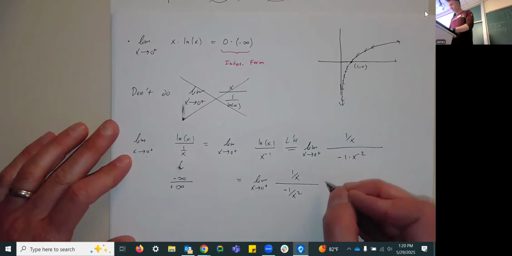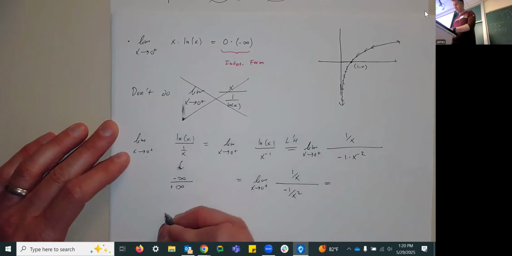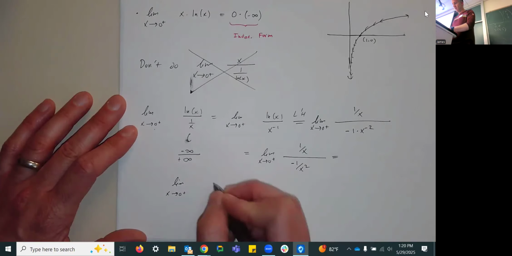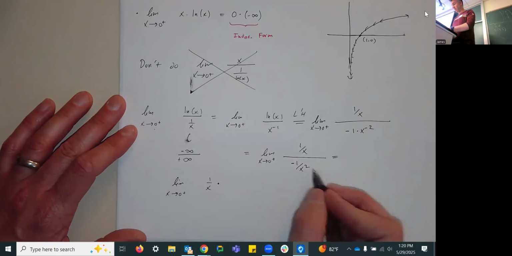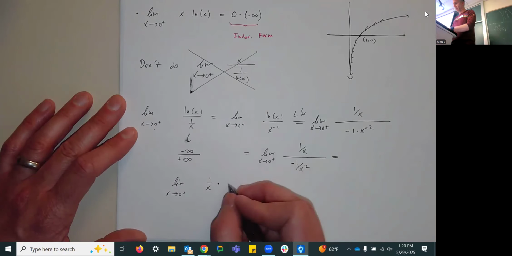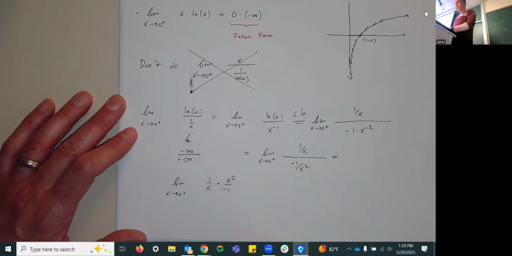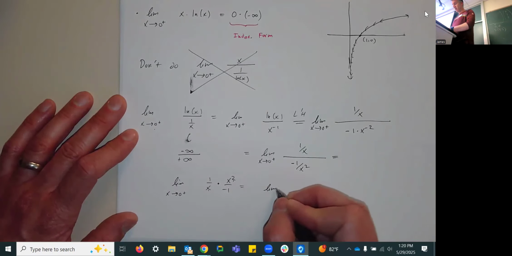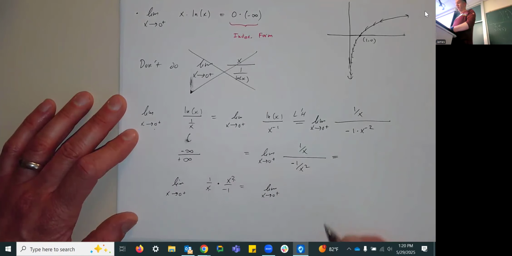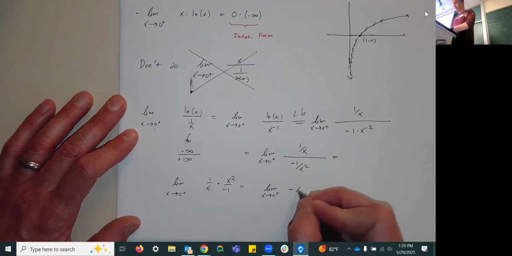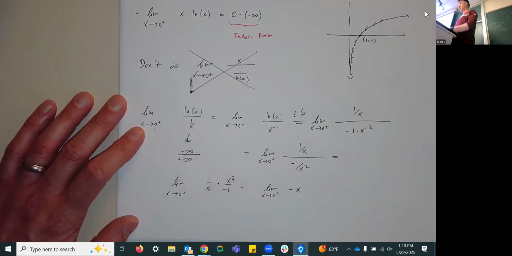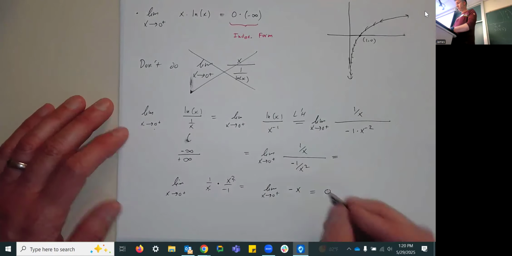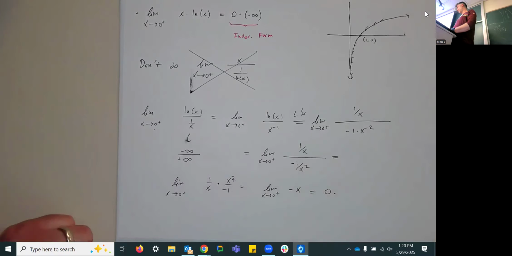So what I should really do first is rewrite this as the limit as x approaches 0 from the right of 1 over x multiplied by the reciprocal of negative 1 over x squared. So x squared over negative 1. And then x squared divided by x is just an x. So this is the limit as x approaches 0 of x divided by negative 1, or just negative x. And then you can just plug in 0 for x and get 0. Or negative 0, which is 0.